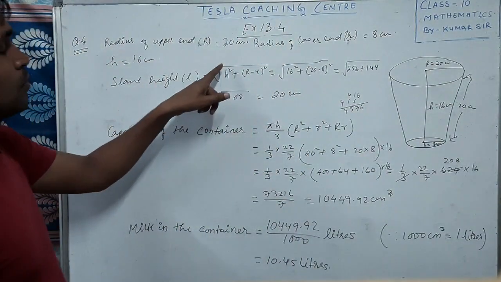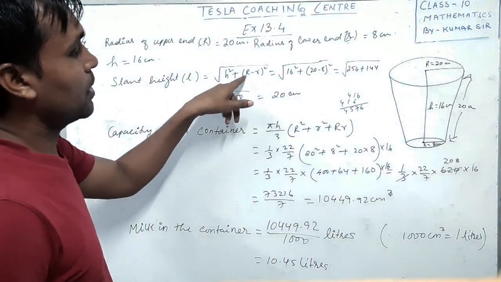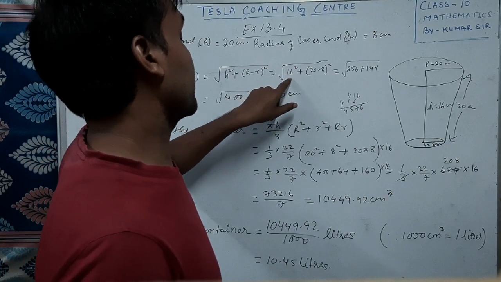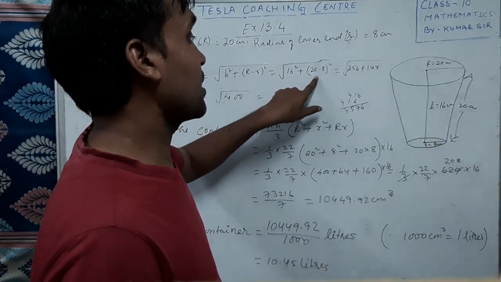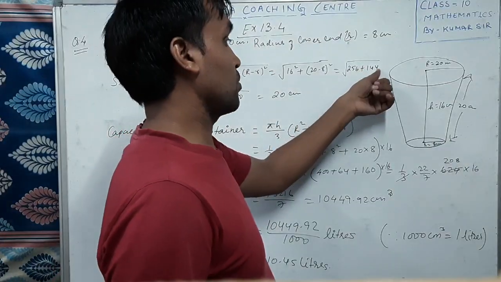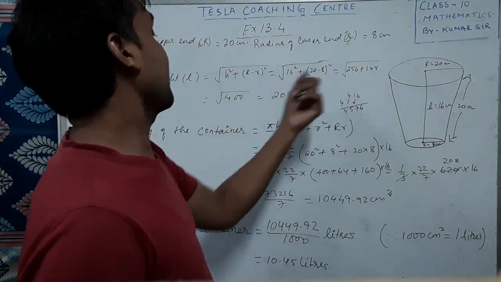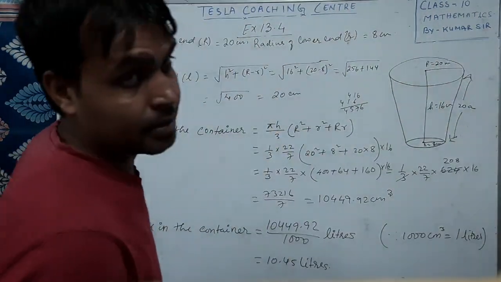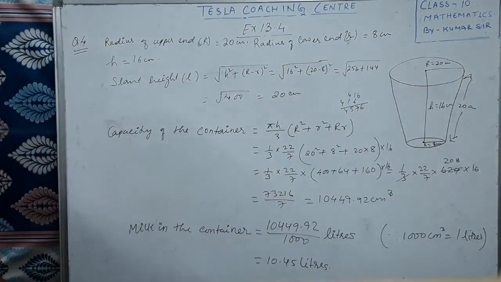So the slant height formula is root over h square plus (r minus r) whole square. So h is 16, 16 square plus (20 minus 8) whole square. 20 minus 8 is 12, and 12 square is 144. If you add up, you will get 400. The square root of 400 will be 20 centimeter. Okay.